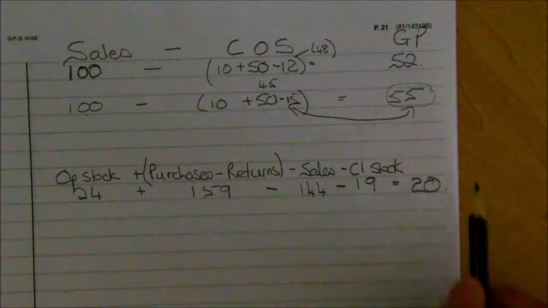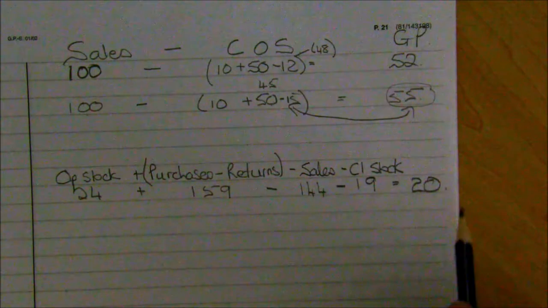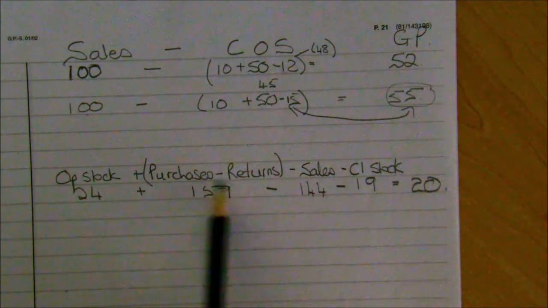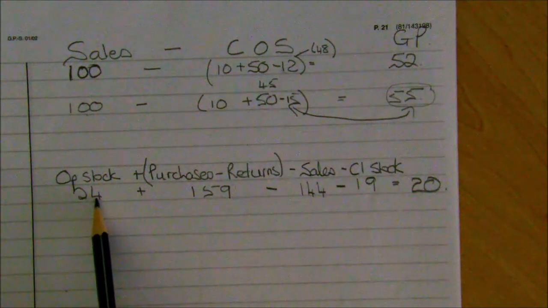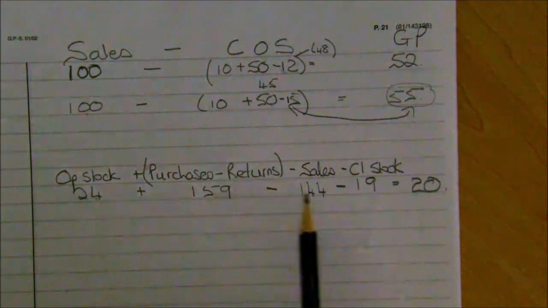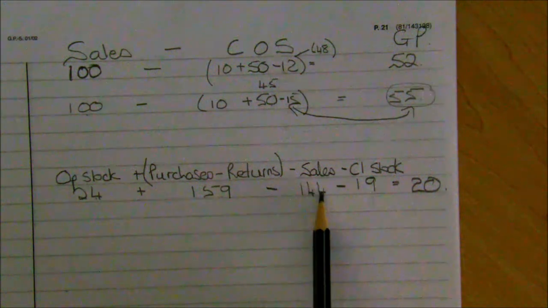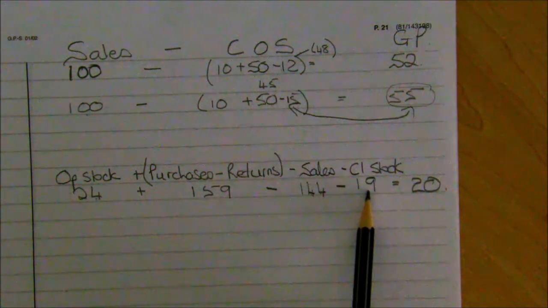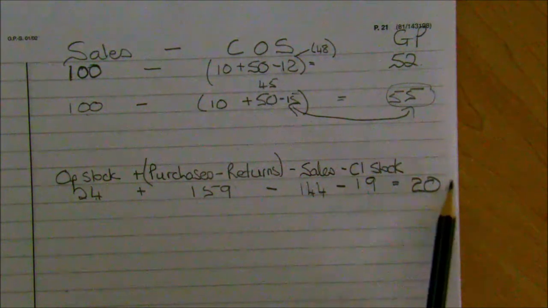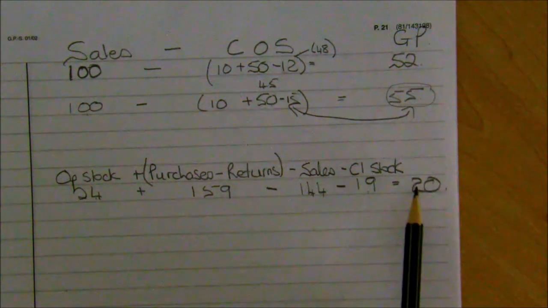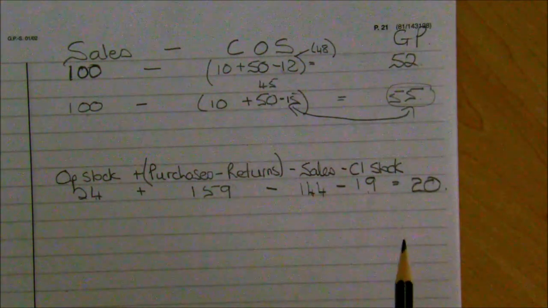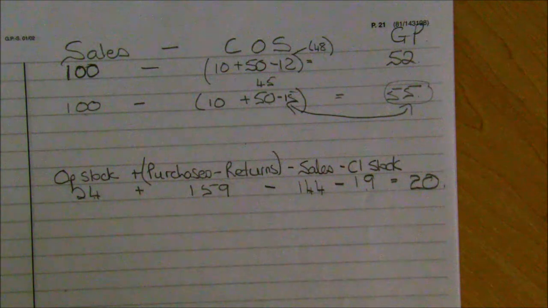And therefore you've had goods stolen. 20 is the amount of goods, because that's what you've had available. You had 159 plus 24 is 183. But you've only sold 144 of them, and you've only got 19 left over. So there are 20 bags that are unaccounted for. And that, from a control point of view, means the business has to do something in order to control that stock.